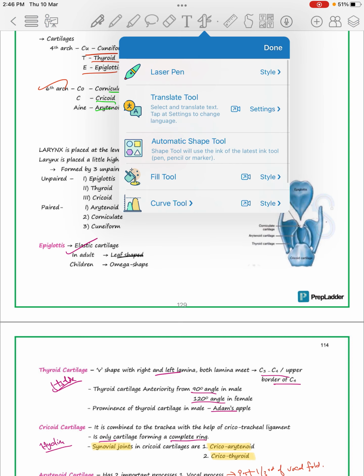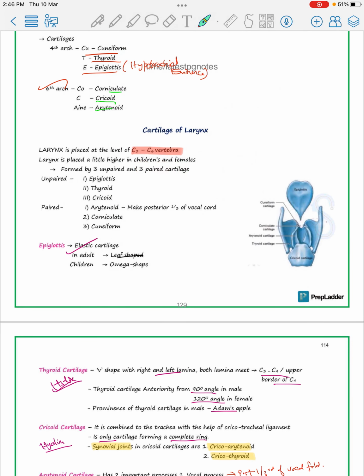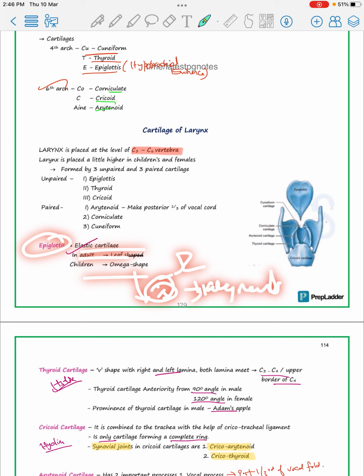See, the epiglottis is elastic, adult leaf shaped, children omega shaped. It has a very important significance where it is known as laryngomalacia. Okay, it's a congenital condition, omega shaped.